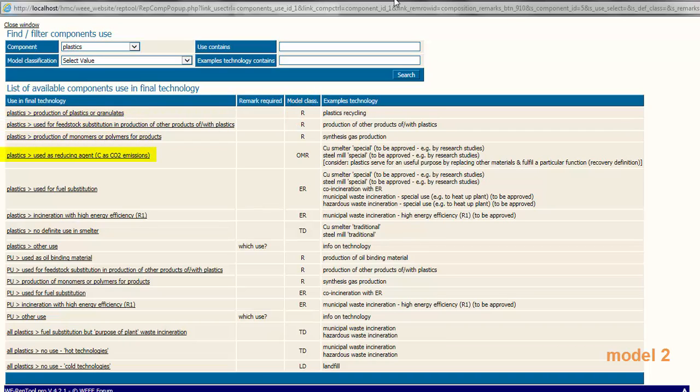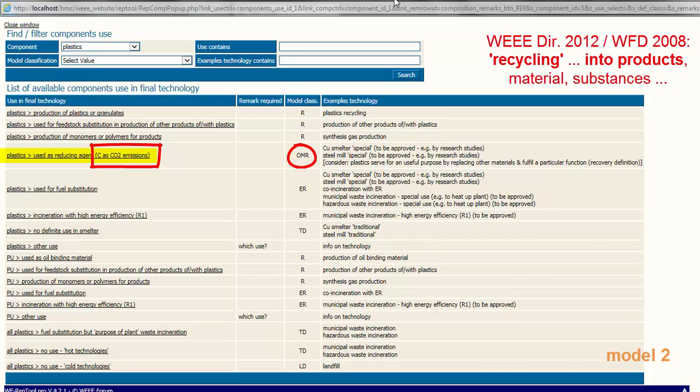But plastics being used as reducing agent is now classified as OMR, as no products of carbon are achieved and carbon is leaving the plant as CO2 through the chimney. See the definition of recycling based on the Waste Framework Directive 2008.